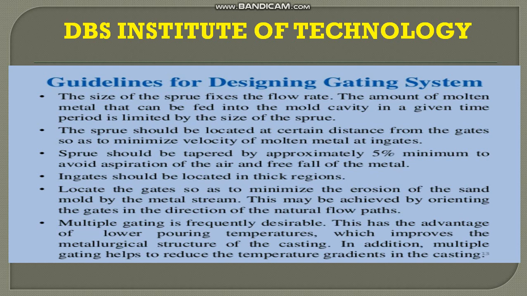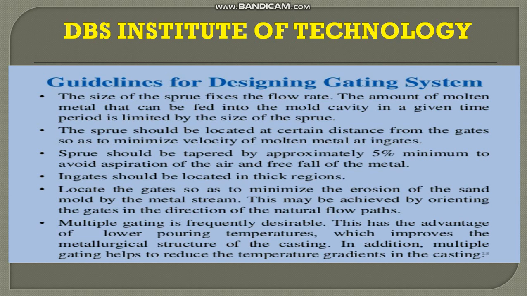Now we have some guidelines for designing gating system. The size of the sprue fixes the flow rate. The amount of molten metal that can be fed into the mold cavity in a given time period is limited by the size of the sprue. The sprue should be located at a certain distance from the gates so as to minimize velocity of the molten metal at end gates.